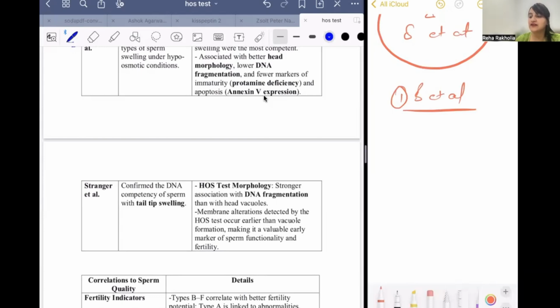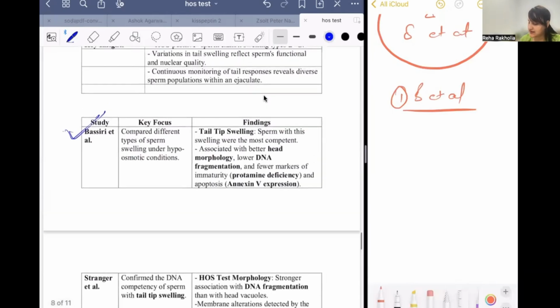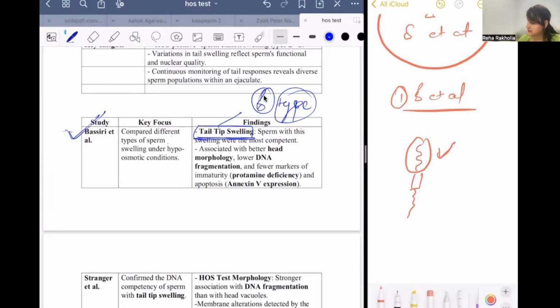What was the finding of the study? Tail type swelling B, which compares different types of tail tip swelling, was identified as the most competent sperm type. Sperm with this tail swelling pattern show better head morphology and lower DNA fragmentation.